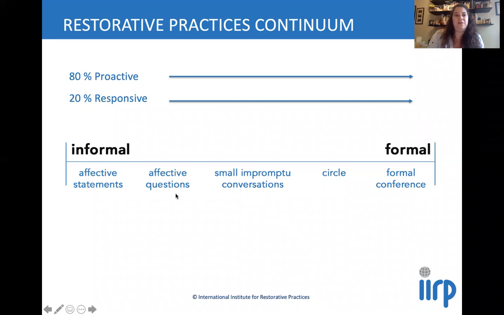And the 20% responsive does not just mean conferences. It can be affective statements and questions, small impromptu conversations and circles, but the very formal conference does require a lot more planning. It's a lot more time and more people will be involved. You'll also notice as you read through one of your handouts of the facilitator's script for the conference, you'll notice the affective questions there. So as we move down this continuum, we're taking the affective statements and questions with us as the basis for the formal conference.